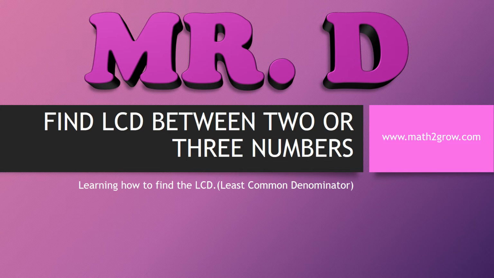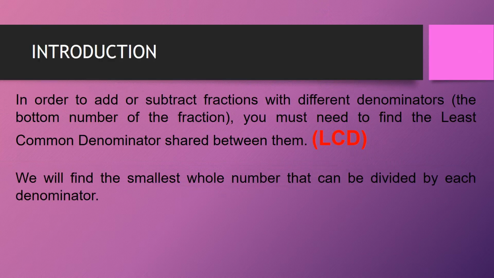Today we are going to learn how to find the least common denominator between two or three numbers. In order to add or subtract fractions with different denominators, the bottom numbers in the fractions, you must find the least common denominator shared between them. We will find the smallest whole number that can be divided by each denominator.